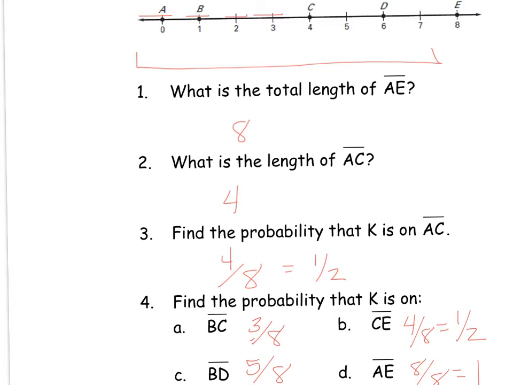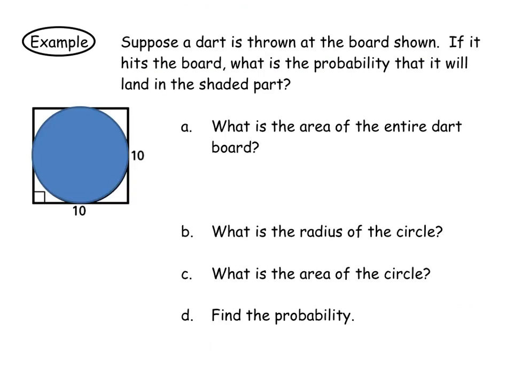So that is what we would be talking about, length and probability of length. So now we have a dartboard. We see a dartboard here. We have a 10 by 10 dartboard. If it hits the board, what is the probability that it will land on the shaded part? When you're talking about probability and you've been given a picture, you want to say, what do you want? Well, this says we want it to be in the shaded area.